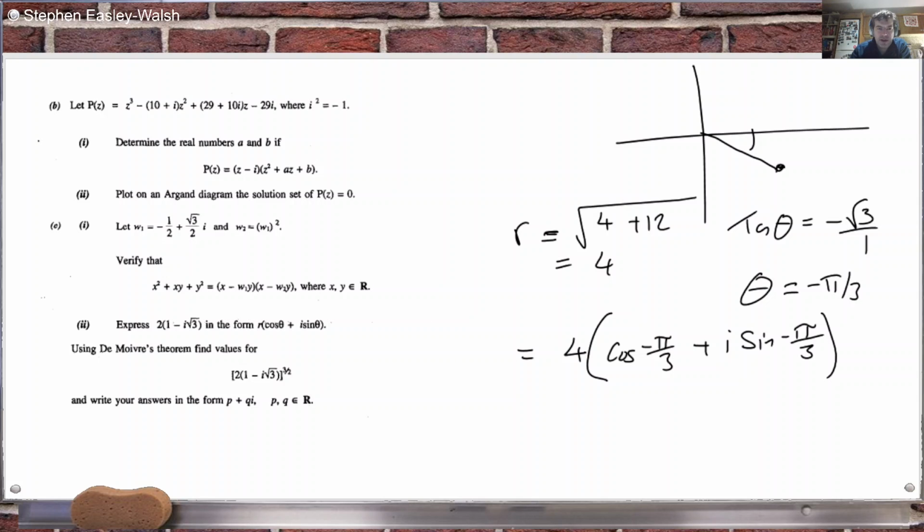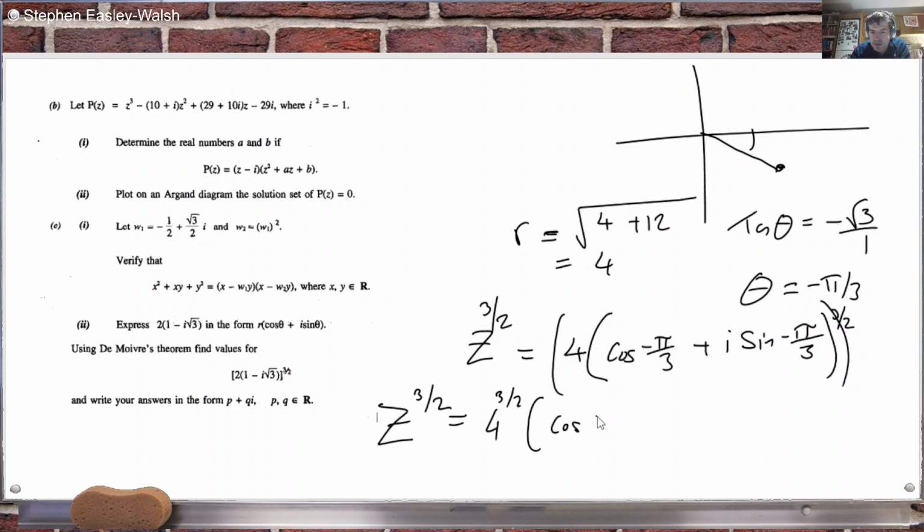I'll give it a name. I'll call it z. And now I need to calculate z to the power of 3 over 2 using de Moivre's theorem. So 3 over 2, isn't it? 3 over 2 and 3 over 2. So de Moivre says that the 4 gets the 3 over 2 and the cos, they get multiplied. So that's minus pi over 3 times 3 over 2. The 3's cancel. Plus i sine minus pi over 3 times 3 over 2. The 3's cancel.